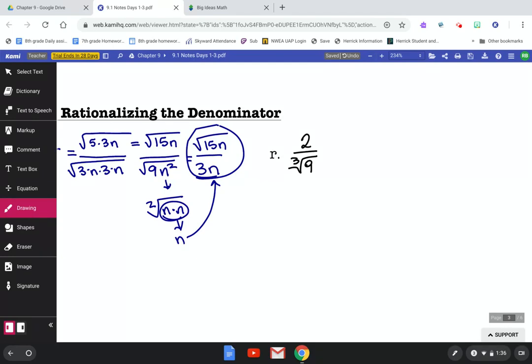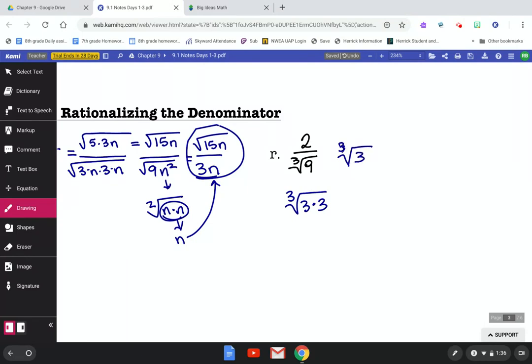For letter R, we have 2 over the cube root of 9. This is a little bit different thinking than your previous example because we have a cube root instead of a square root. When I think of this, I think of, okay, the cube root of 9 is 3 times 3. I need to have triples. Right now I only have a pair.